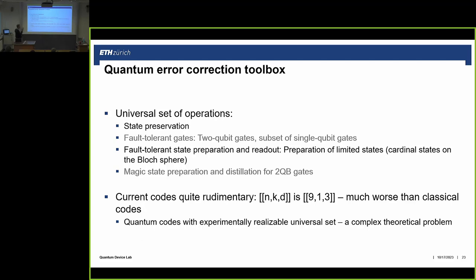So I'll better talk about the fact that this code is kind of a bit rudimentary. You have 9 qubits, you have 8 auxiliary qubits, 17 qubits just to encode 1, and it's not even good. So there's a lot of theory work also involved in developing better codes that would actually be implementable in hardware with a relatively low overhead.